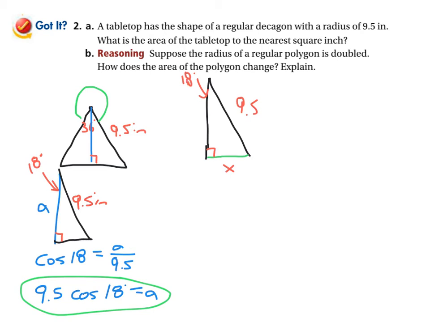So what two sides are you dealing with in terms of this 18-degree angle? You're dealing with the opposite side and the hypotenuse. Okay, and opposite and hypotenuse is sine. So we can then say that the sine of 18 degrees equals that opposite side over the hypotenuse, and multiplying both sides by 9.5 to solve for x, we have 9.5 times the sine of 18 degrees is what x is.